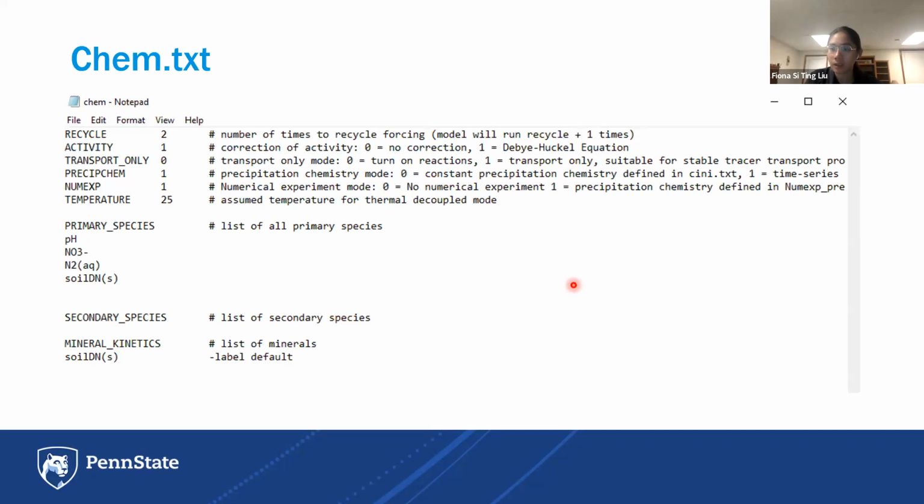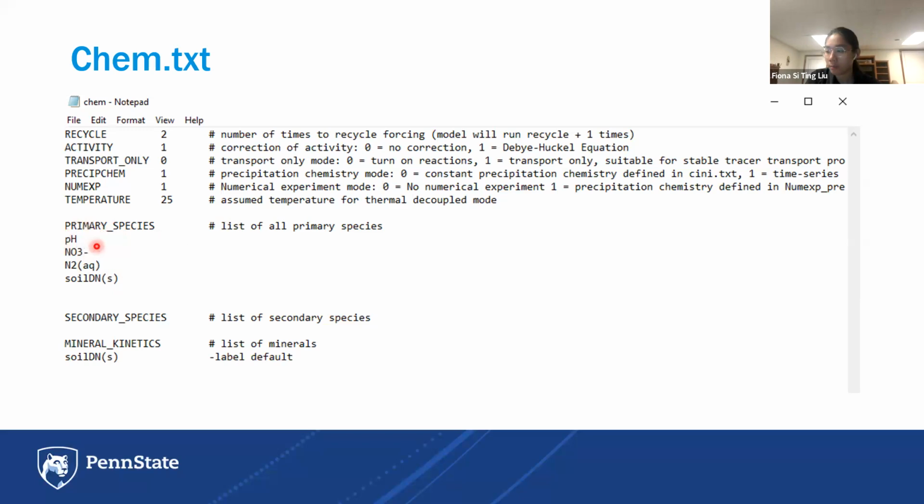So the first input file that we need to alter is this chem.txt file. We need to again check that we have turned on our reactions and then listed out our primary species. In this case, we have the nitrate, the N2, and also the soil DN. This reflects the assumptions that we made in the simplification, only needing to keep track of the necessary N species.